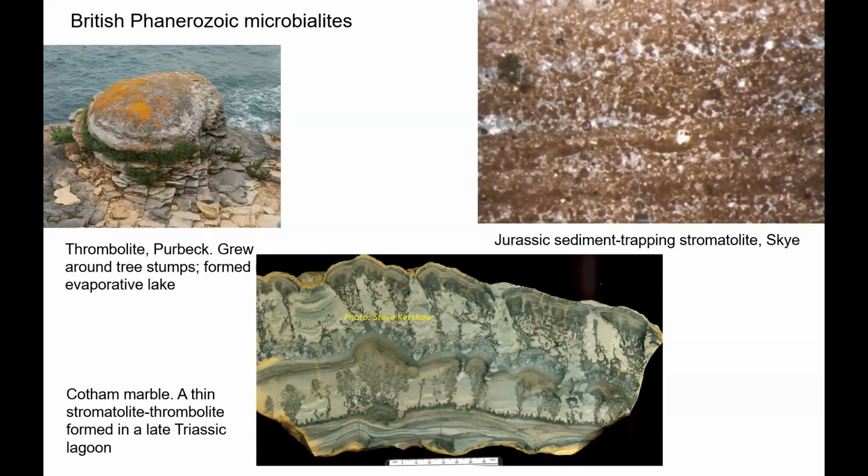In the British succession, there are some classic ones. The Cotton Marble, the late Triassic lagoon, right at the end of the Triassic. This is amazing, extraordinary stuff. Some of this is thrombolytic and some of this is stromatolitic. And then there are stromatolites that grow around tree stumps in the Purbeck in Dorset. So there's a couple of examples. And here's one from the Jurassic of Skye. That's a thin section, and you can see it's made of grains that have been bound together. So there are Phanerozoic examples, but they're just not nearly as well developed as the Precambrian ones.